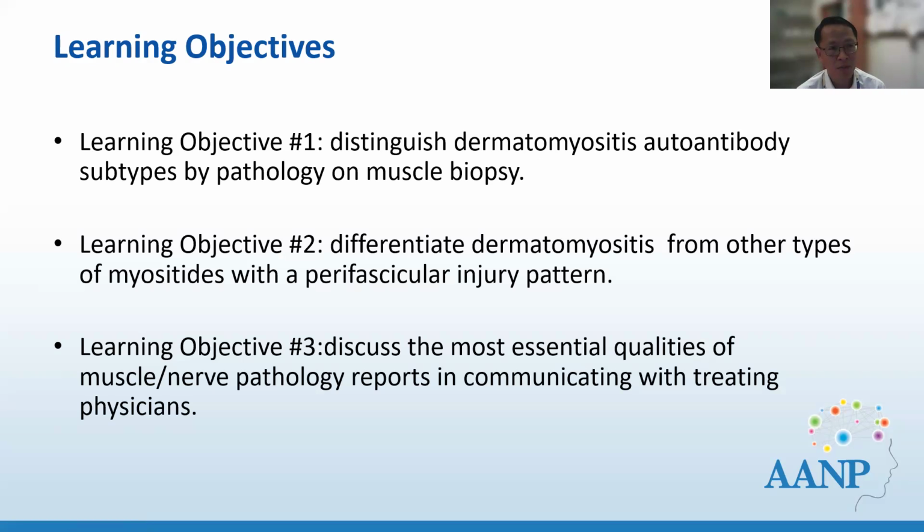First of all, I'm going to talk about the antibody-specific subtypes of dermatomyositis. Then I will describe five major differential considerations that can have a perifascicular injury pattern. And thirdly, I will present that neuromuscular pathology reporting is quite different from general surgical pathology. It has rarely been talked about, and I'm going to discuss the most essential qualities of a neuromuscular pathology report.